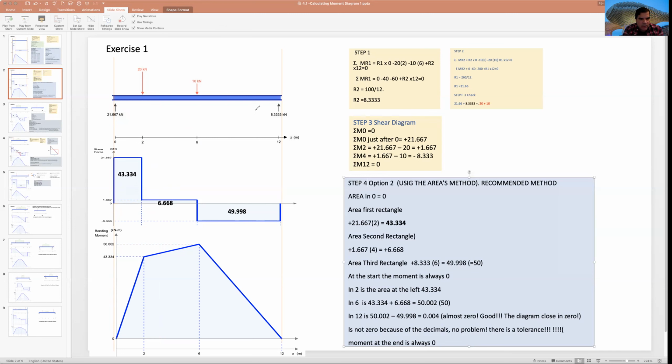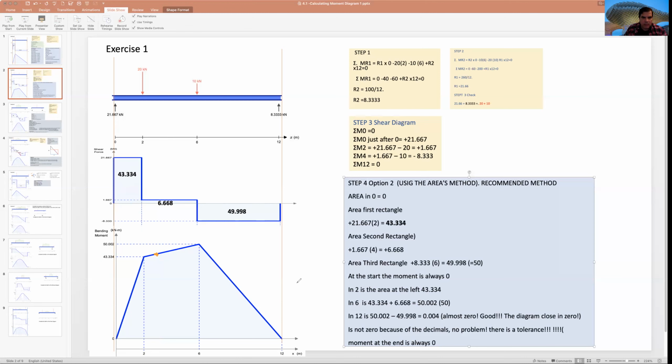21.667 multiplied by 3 is an area of approximately 65 something. And we have 20 multiplied by 1, and that will make approximately 20. Well, when we put them together, it will be 45 something. That is the number that goes here.